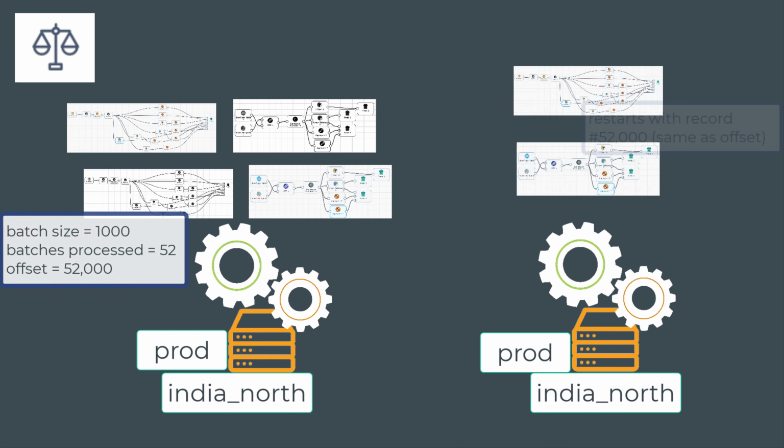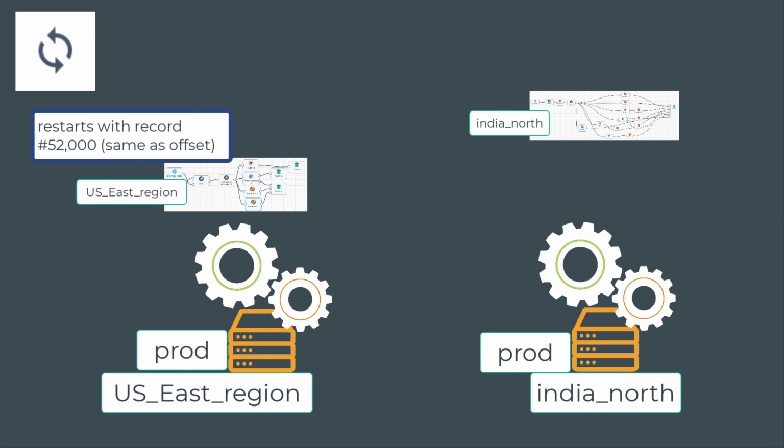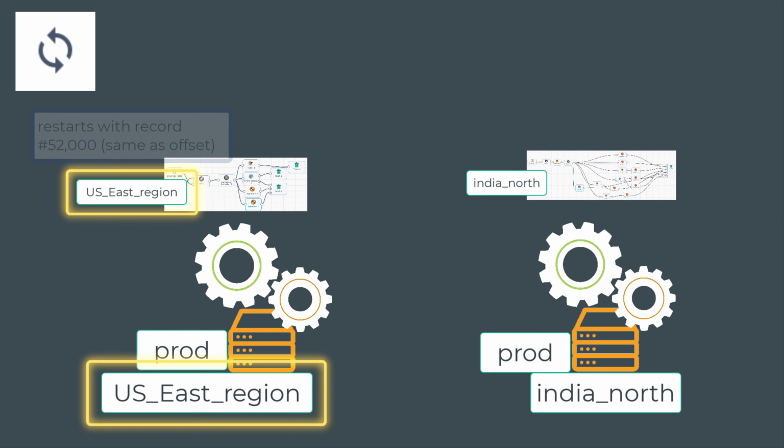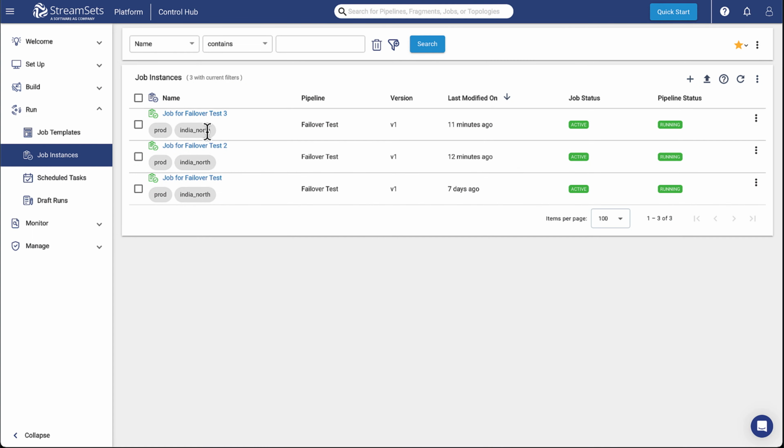You can synchronize a job when you change the engine labels while the job is actively running on those engines. Synchronizing jobs stops pipelines on data collectors that no longer match the same labels as the job. Then, starting with the last saved offset, it restarts the pipelines on additional data collectors that match the same labels as the job. In Control Hub, you can go to the Job Instances page to see which labels each job has.